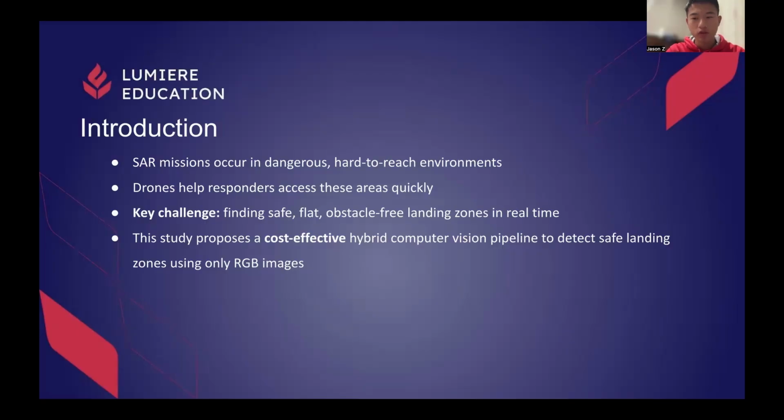Search and rescue missions often take place in high-risk environments, such as wildfire zones, flood regions, or remote mountains where GPS signals are weak. Drones or UAVs are extremely useful in these situations because they provide rapid aerial access and can navigate places traditional vehicles cannot. But one major challenge limits their effectiveness. Drones must be able to quickly identify safe, flat, and obstacle-free landing zones during emergency operations. Without an accurate landing detection system, UAVs are restricted in how effectively they can support real-time SAR missions.